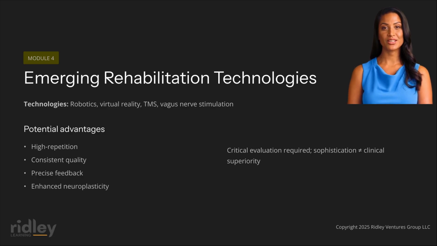The rationale for technology-augmented rehabilitation rests on several potential advantages over conventional therapy alone, including the capacity to deliver high-repetition training with consistent quality, provide precise quantitative feedback on performance, enable training at intensities or in conditions not achievable through manual therapy, and potentially enhance neuroplasticity through direct modulation of neural activity.